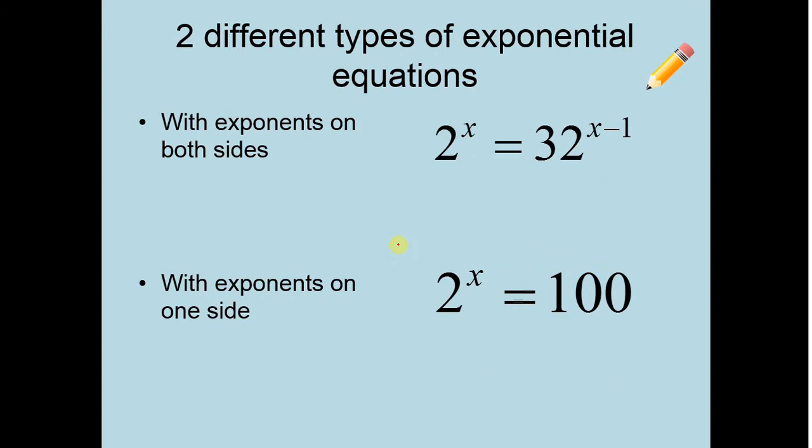So there's two different kinds of exponential equations that you may see. You'll see one with exponents on both sides, like 2 to the x equals 32 to the x minus 1. And then you'll see one with exponents on only one side, like 2 to the x equals 100. We're going to look at both of those and see how to solve each of them, okay?